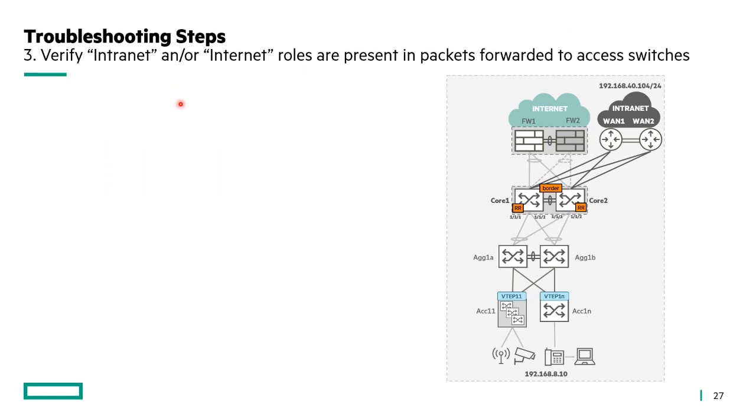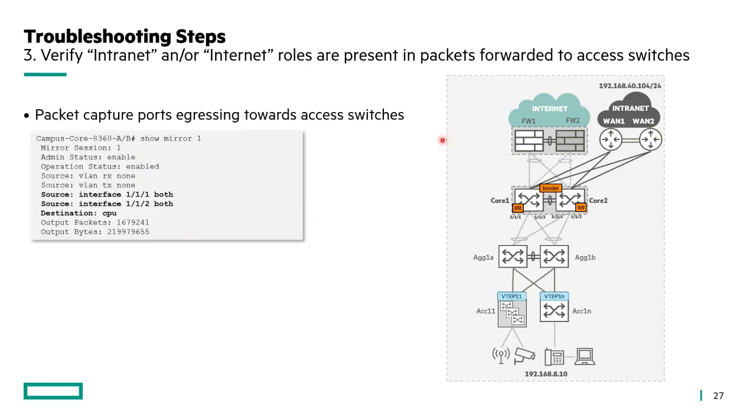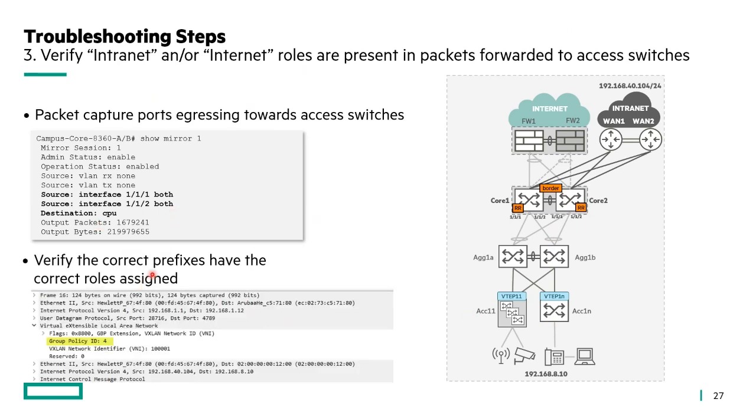And moving on to some additional troubleshooting steps. We want to verify the intranet and/or the internet roles are present in the packets forwarded to the access switches. The best way to do that is to take a packet capture on ports egressing towards the access switches. In this case, from the border or the core 1 and core 2, we're mirroring both 111 and 112 out to the CPU to take a look at the traffic heading down to the access switches. We want to verify that the correct prefixes have the correct roles assigned here. As you can see, the group policy ID 4 is an intranet source that's applied the intranet role.